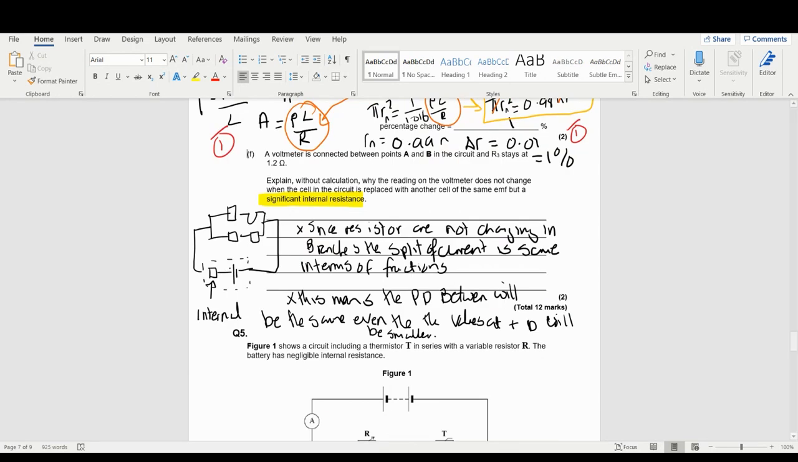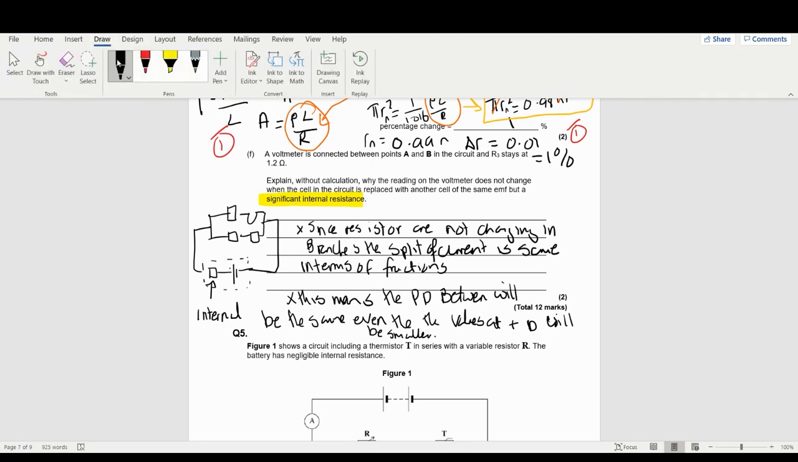So I said that in the same branches, the PD across the valve will still be the same. Reference to resistors not changing, which is the first thing I said. And references to PD being very small, which is what I proved there. So I've said the PD between them is the same, even if the values would be smaller. I've mentioned the current affecting it here, and the fact that the resistors are staying the same there.